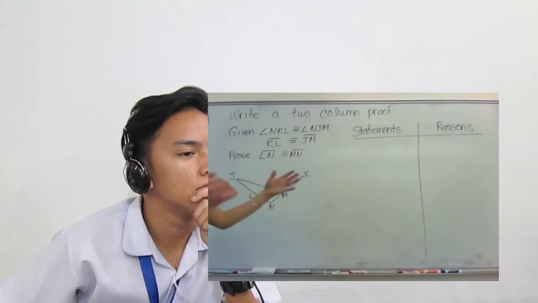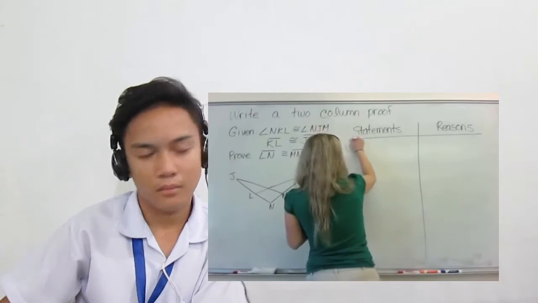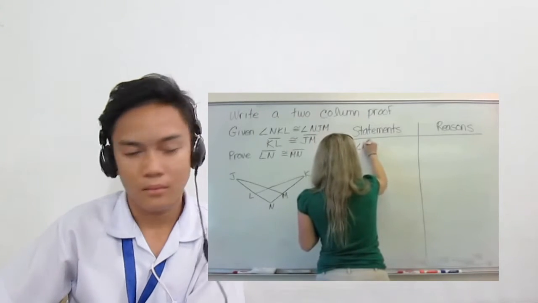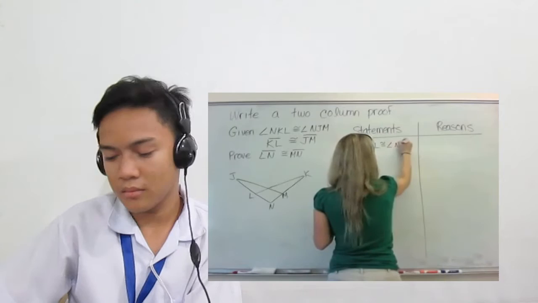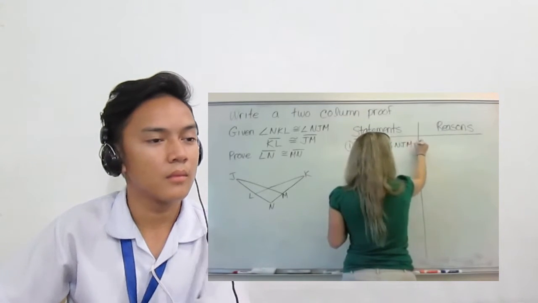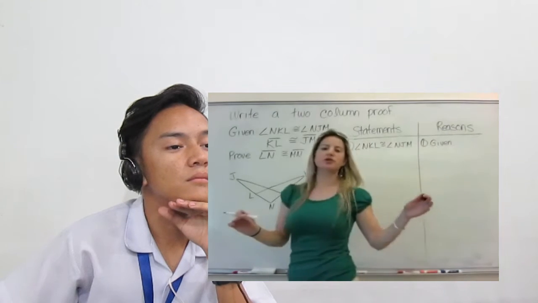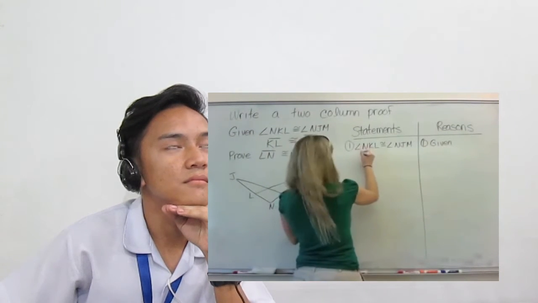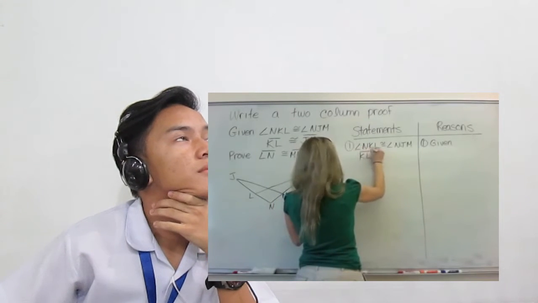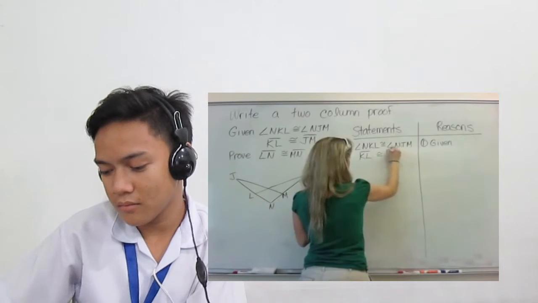So the first thing we always do in a proof, I told you every time, is you're going to write down the givens. So the first given is angle NKL is congruent to angle NJM. And that's a given. And then remember I told you when you have two givens, you can just put the second given right under the first and you don't need to name it as a new step. So then segment KL is congruent to segment JM.